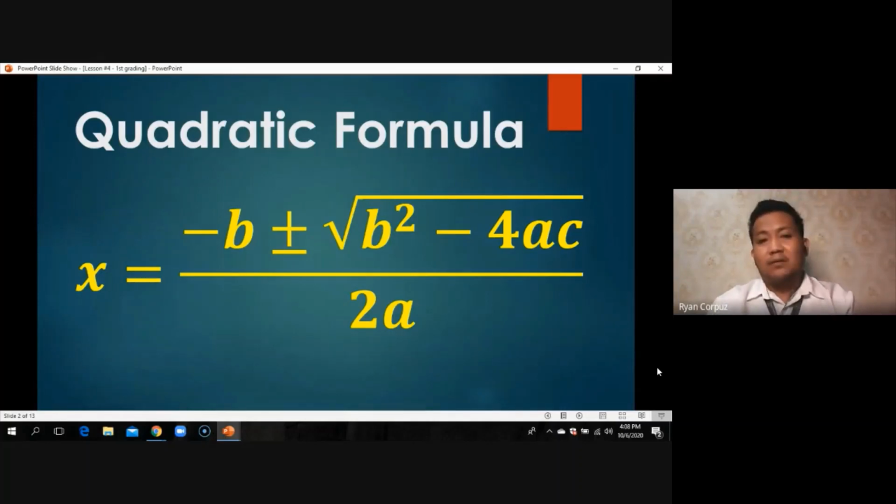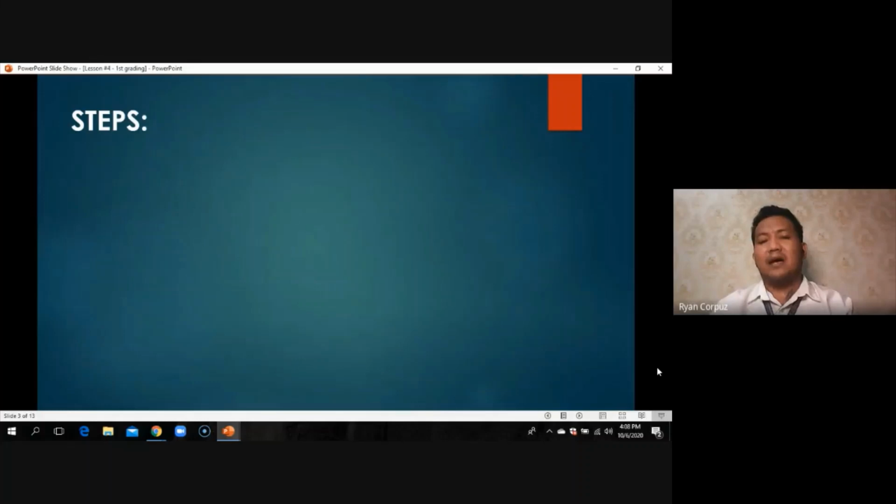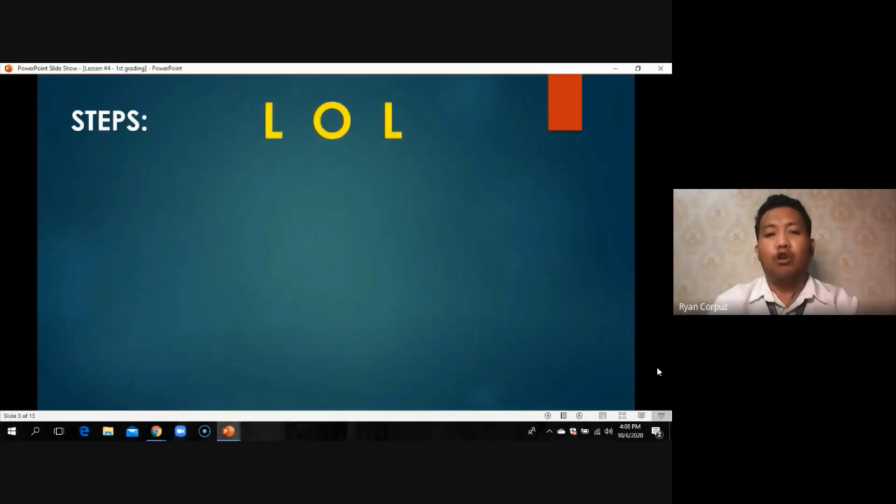So that formula is what we are going to use in order for us to find out the solutions to a given quadratic equation. So how are we going to do that? Just like the first three methods, in order for us to do that in a systematic manner, we are going to apply certain steps. And still, these steps are steps that we are going to hide through an acronym or through a word, acronym na matatawag nating LOL.